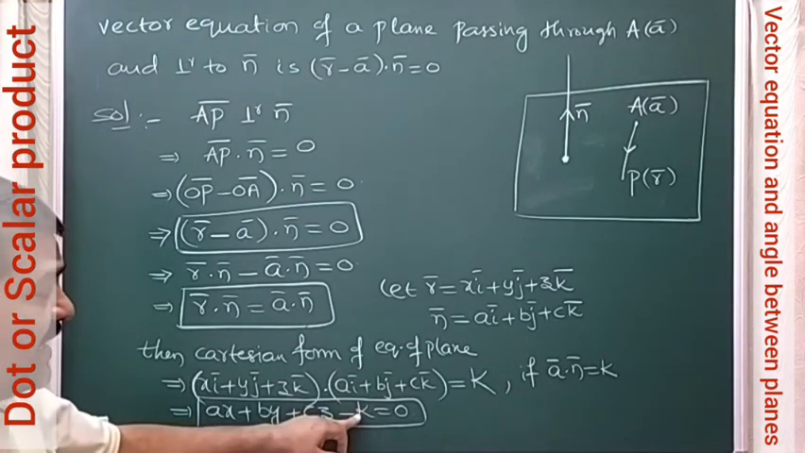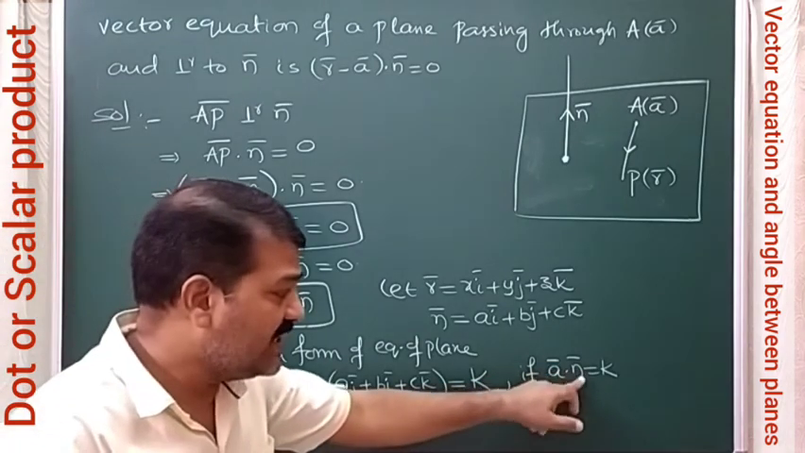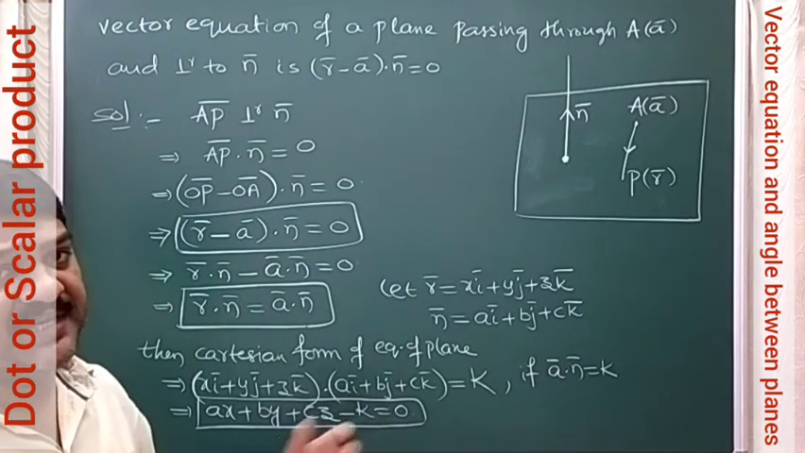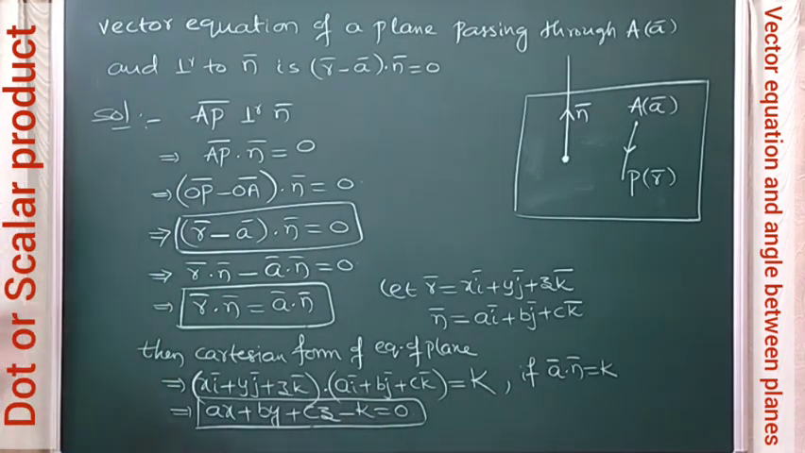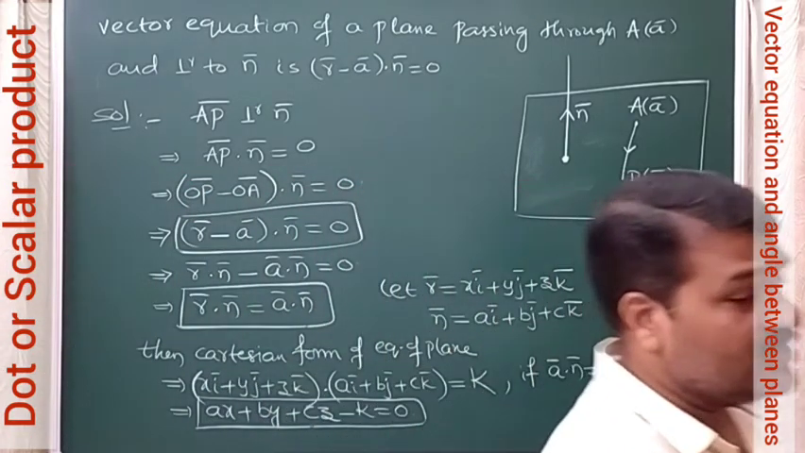This constant k I am taking as a dot n, that means some constant you will get here. So this is the Cartesian equation of the plane passing through a bar and perpendicular to n bar.